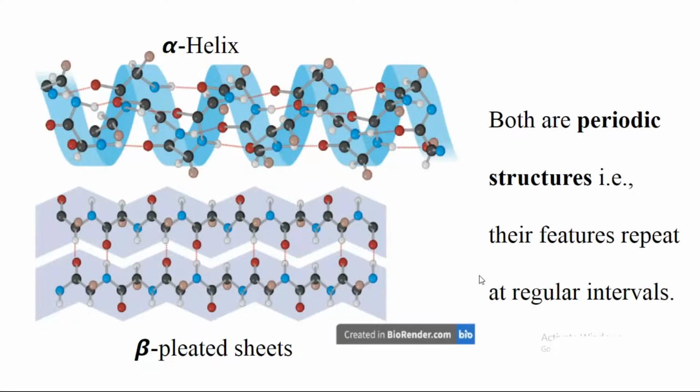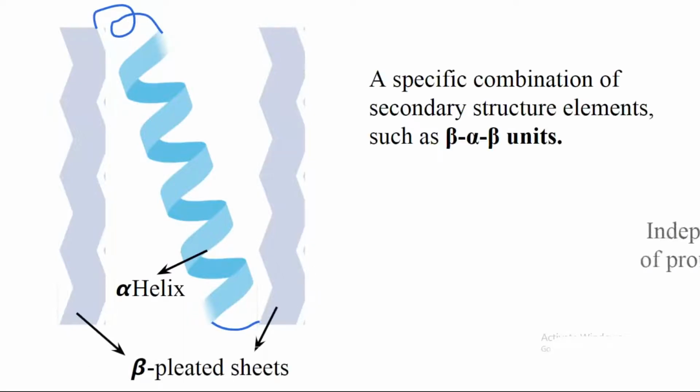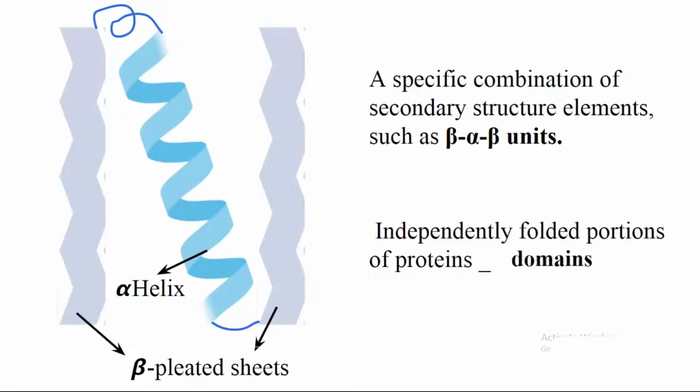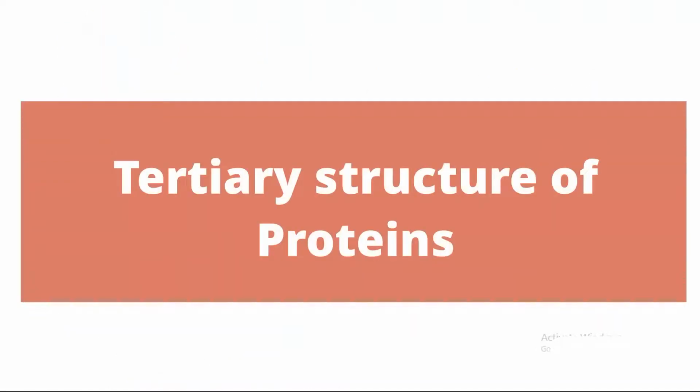Sometimes it happens that these elements start to show folding independently, like they form a unique combination, just like this one here. Alpha helix is sandwiched between two beta pleated sheets. We call it domains or supersecondary structures, in which these secondary elements are forming some unique combinations. Now we will move forward to tertiary structure.